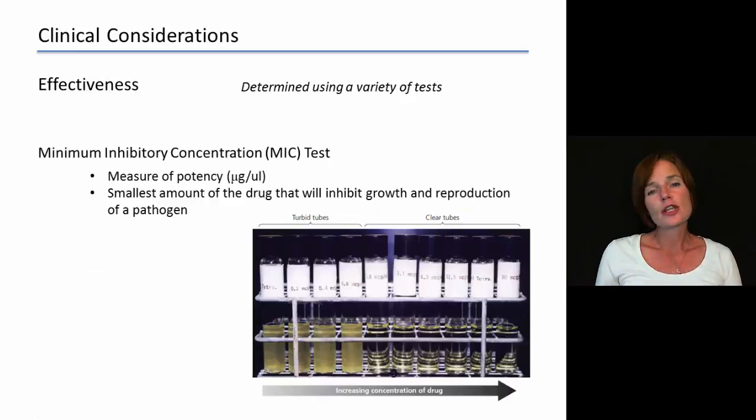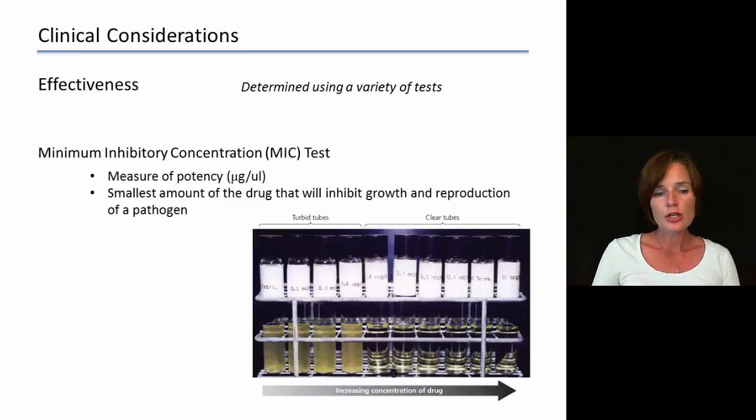We can also use what's called the minimum inhibitory concentration test, or the MIC test. This is a measure of potency, basically how much drug do we have to use. We get the smallest amount of drug that will inhibit growth and reproduction of the pathogen. So what we do is we prepare a number of tubes with different concentrations of the drug in it, and you can see down here on the bottom that this image is showing us increasing concentrations of the drugs. We inoculate the little test tube with bacteria, and we see if we get any bacterial growth.